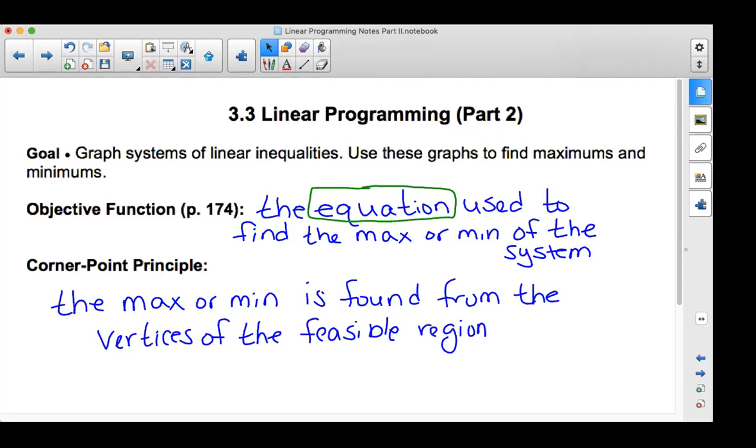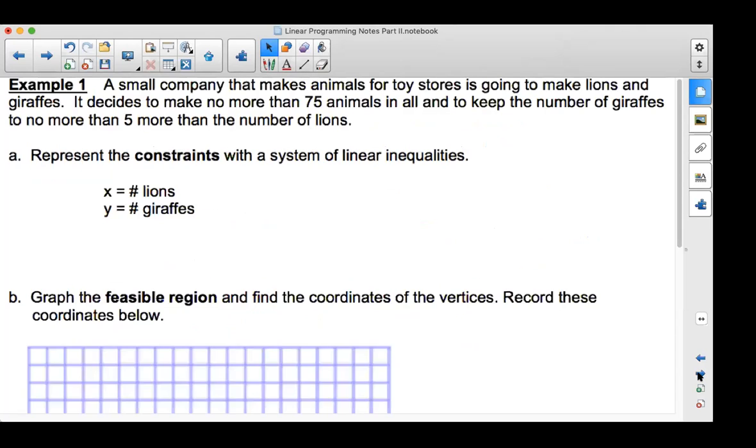So we're going to see if we can take one of these big problems and work through all of the pieces and see if we can try and find our end goal. And the first problem deals with a toy store and having some stuffed animals at the toy store, and they are lions and giraffes.